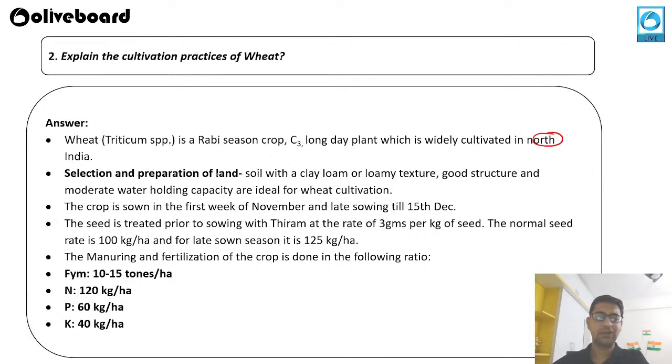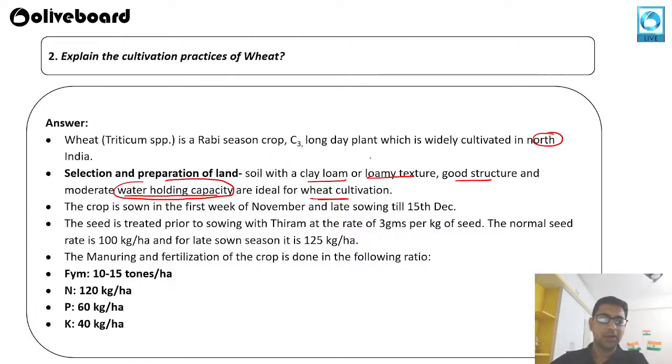Selection and preparation of the land: soil with a clay loam or loamy texture, good structure and moderate water holding capacity. It should have a moderate water holding capacity. These are the things ideal for wheat cultivation. These can come in the form of MCQs, and also as descriptive answers.